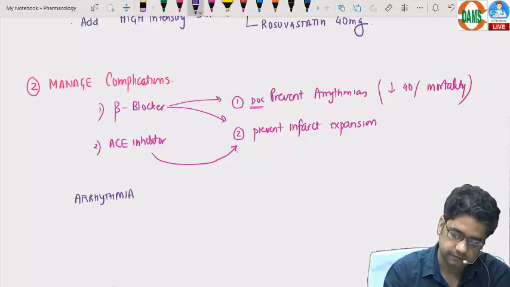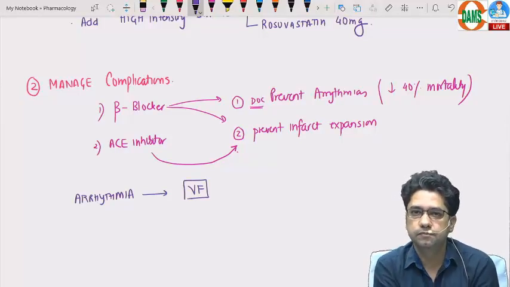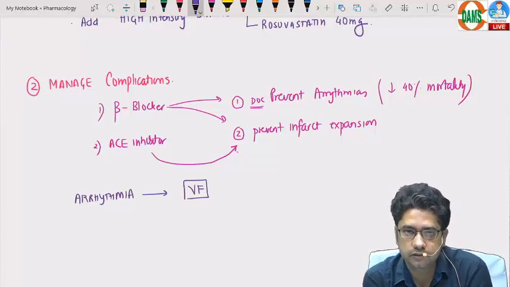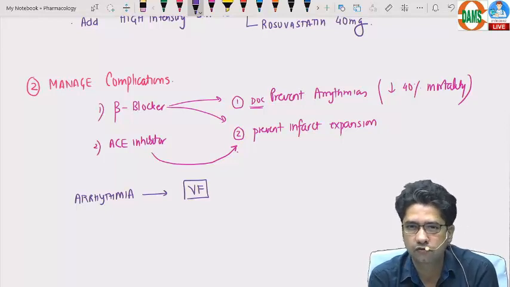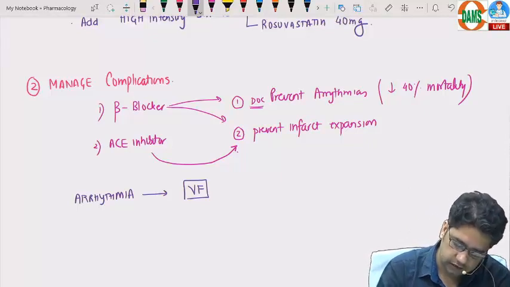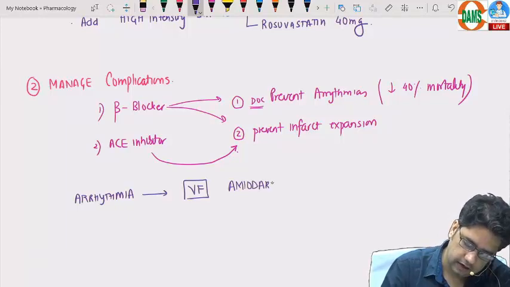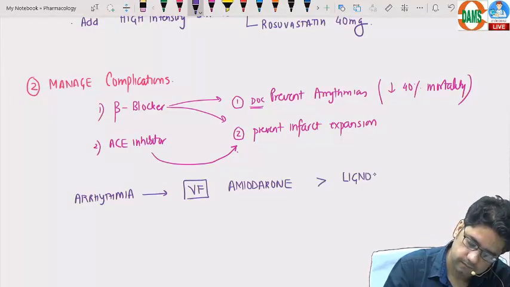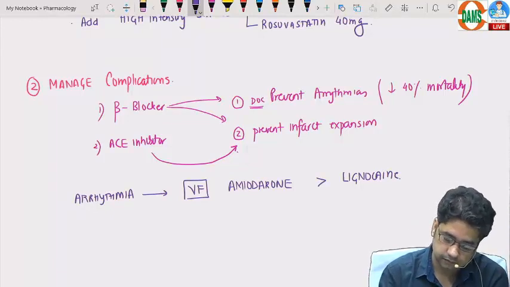Manage that arrhythmia. How? If the patient is having VF after MI, tell me, बच्चों, the drug of choice. I am giving you 2 options, lignocaine or amiodarone. Which drug will you give? The drug of choice is now amiodarone. Earlier it was lignocaine.